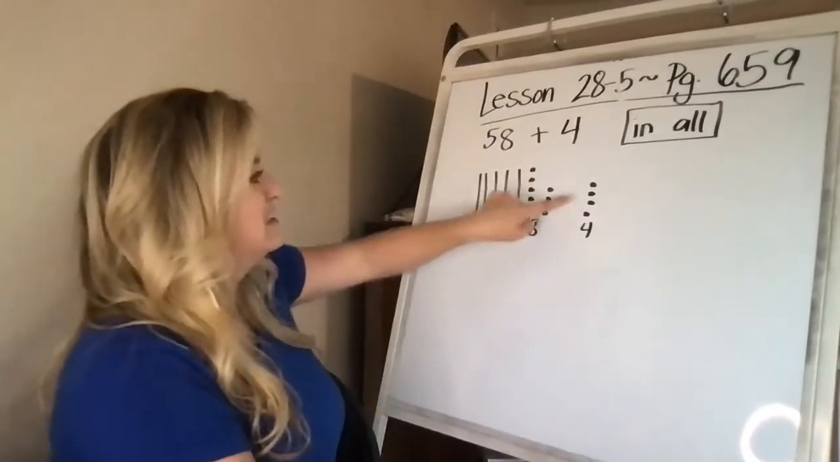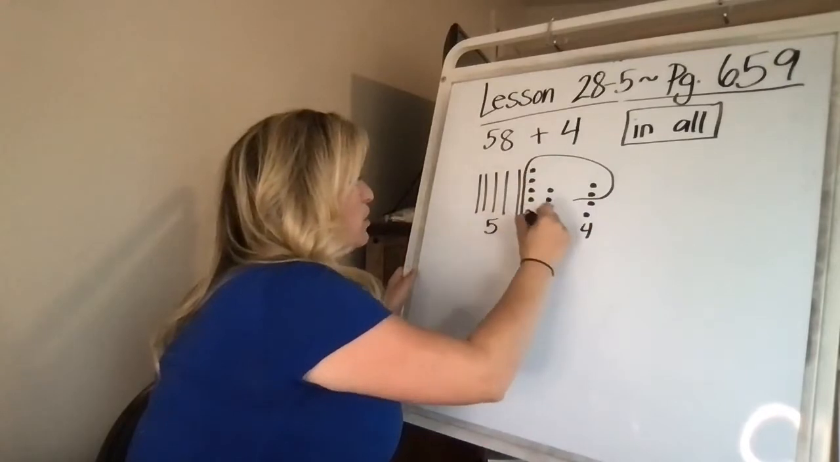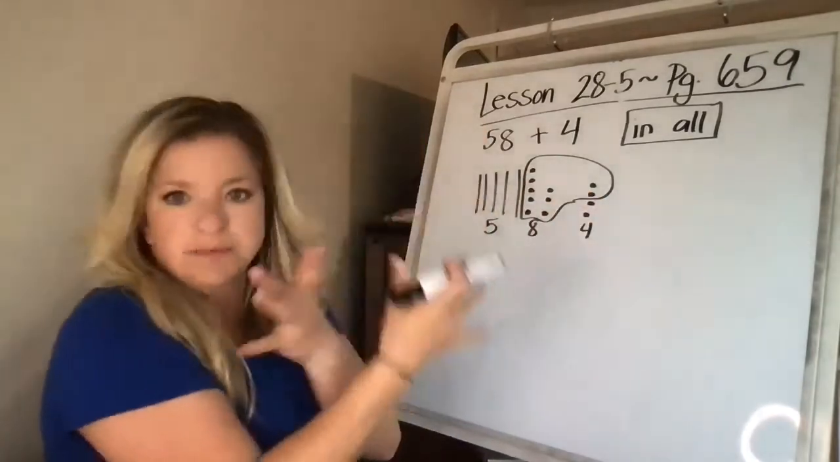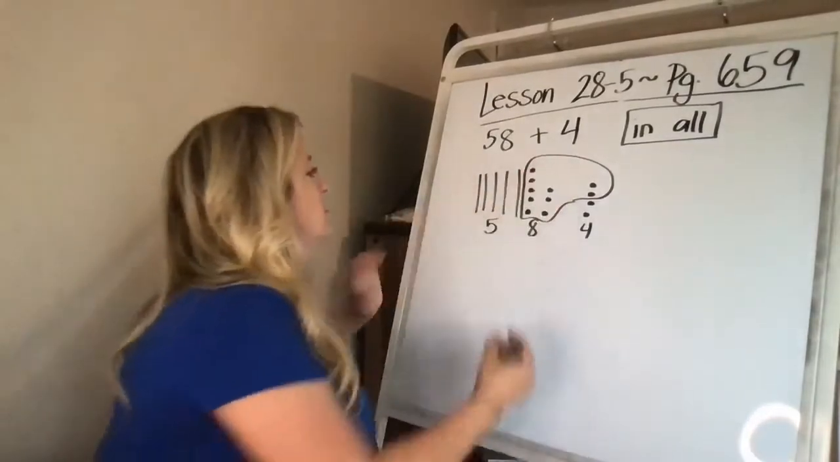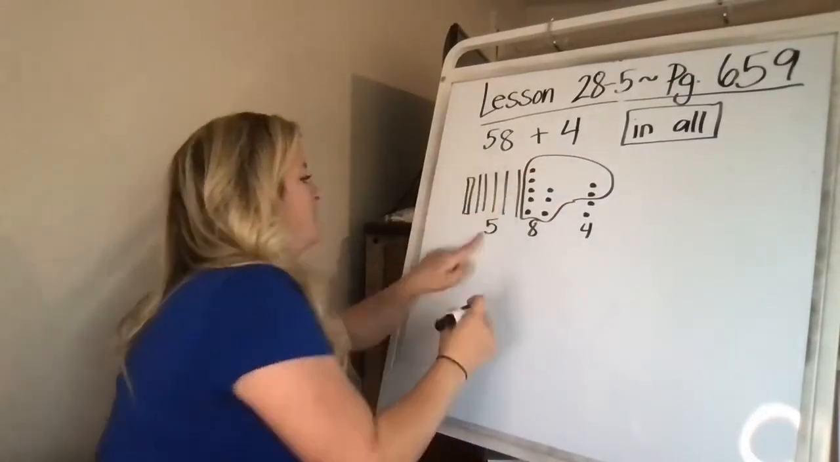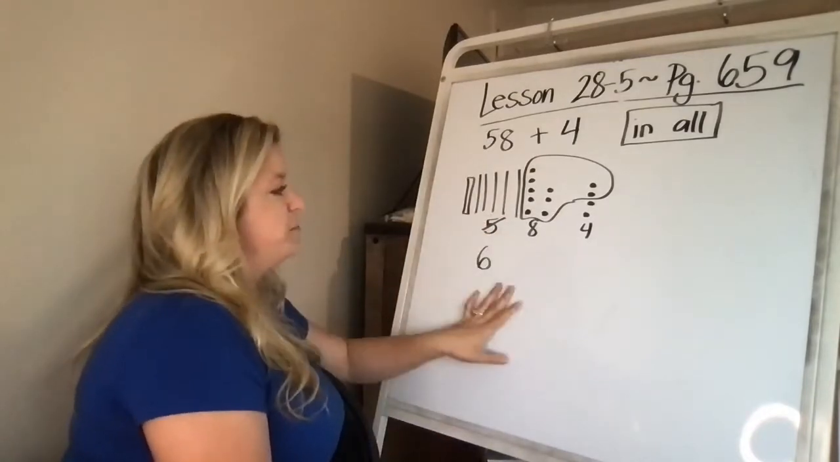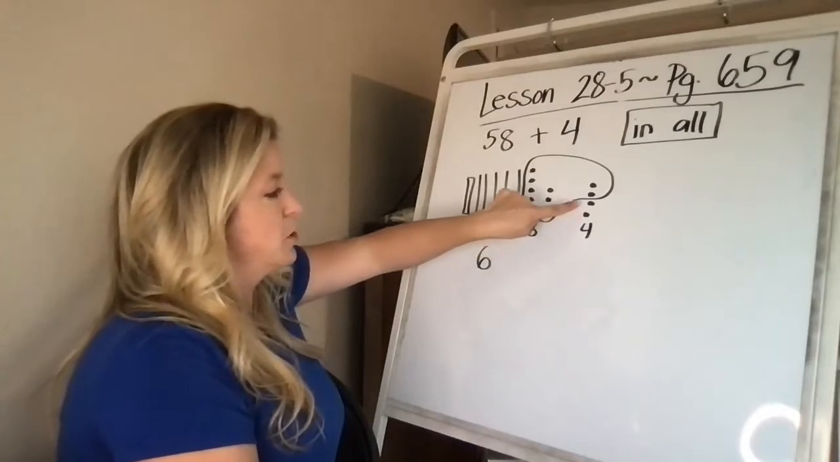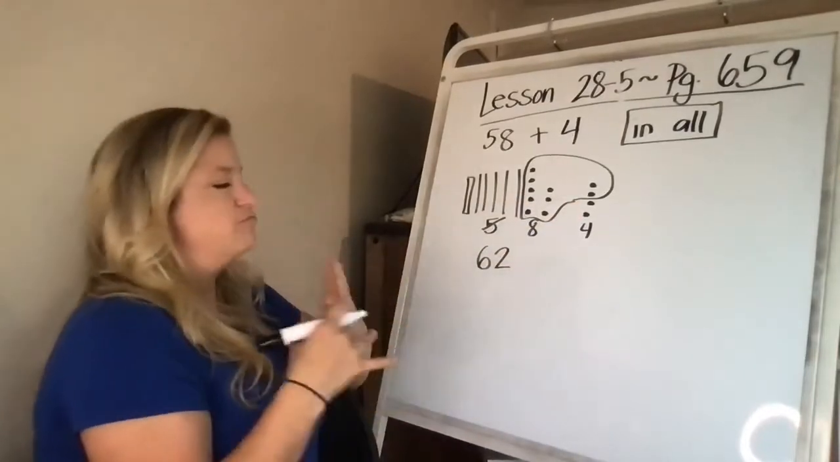That makes 58. And I have 4 ones here. So 8, 9, 10. I'm going to put my invisibility cloak around those and they disappear like in Harry Potter, right? And then these turn into one more stick of 10. So now I don't have 5. I have 6 groups of 10. And then I'm going to count what's outside of the invisibility cloak. 1, 2, 62.